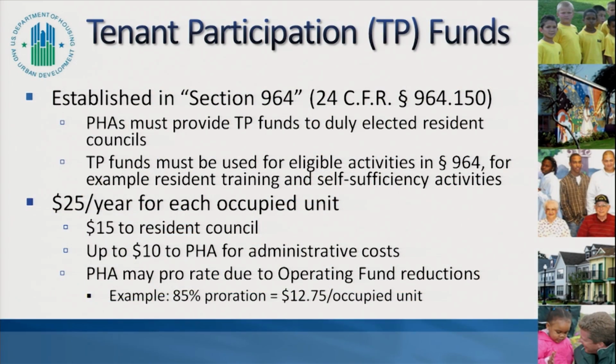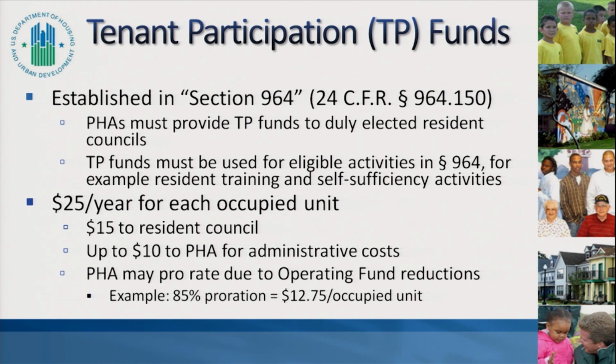TP funds were established in Section 964 of HUD's regs. PHAs must provide tenant participation funds to duly elected resident councils, and these funds must be used for eligible activities outlined in 964. Some of the things you could use tenant participation funds for are resident training or self-sufficiency activities. TP funds come from the Public Housing operating fund, and they're $25 per year for each occupied unit. $15 of this goes directly to the resident council, and up to $10 of this can go to the PHA for administrative cost. The PHA may prorate this amount due to the recent operating fund reductions.